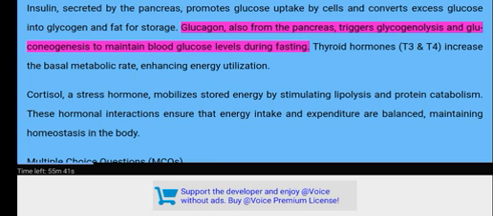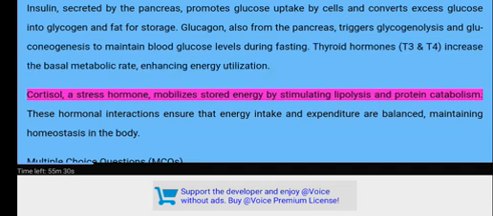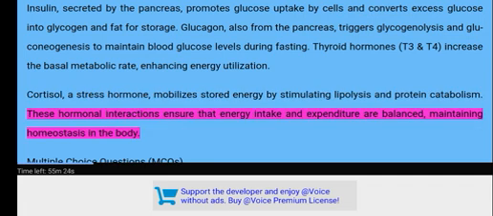Glucagon, also from the pancreas, triggers glycogenolysis and gluconeogenesis to maintain blood glucose levels during fasting. Thyroid hormones T3 and T4 increase the basal metabolic rate, enhancing energy utilization. Cortisol, a stress hormone, mobilizes stored energy by stimulating lipolysis and protein catabolism. These hormonal interactions ensure that energy intake and expenditure are balanced, maintaining homeostasis in the body.